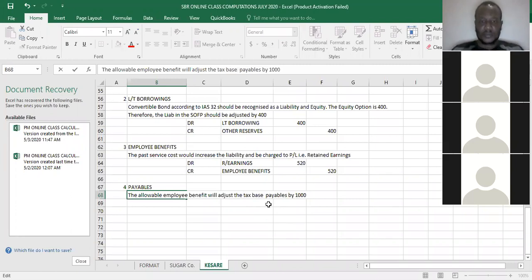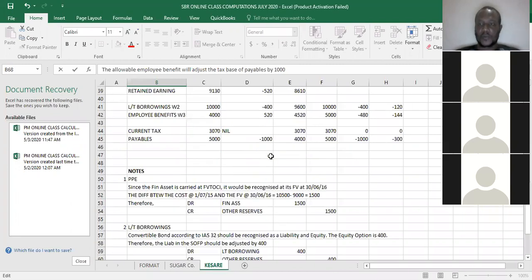Yeah. I don't really understand it. Now see, they're saying that at the end of the day they are going to allow that payable. That's 1 million or 1. Is it 1 million now?